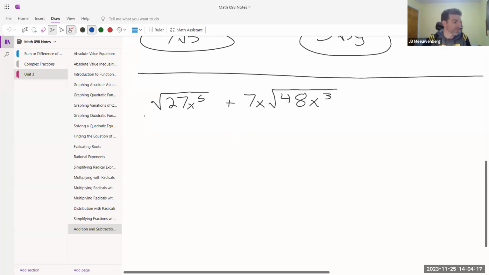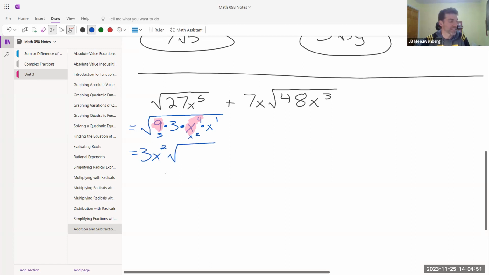So I'm going to keep going here. I should really be putting equal signs out front here. This is equal to, so 27 is 9 times 3 times x to the 5th, which is x to the 4th times x to the 1st. We need the biggest possible multiple of 2. What are my perfect squares? The 9, the x to the 4th. So I can bring those out front as 3, and then half of this exponent is x squared. So 3x squared comes out front. What stays inside? 3x. So just check that over. Make sure you're okay with that.